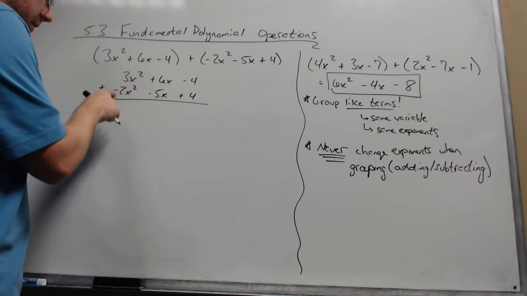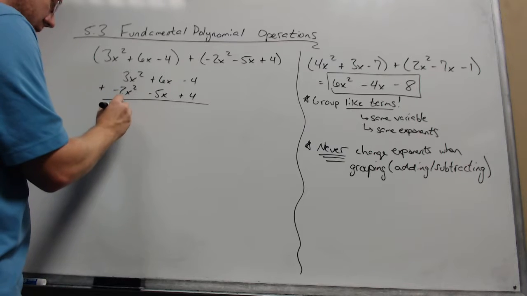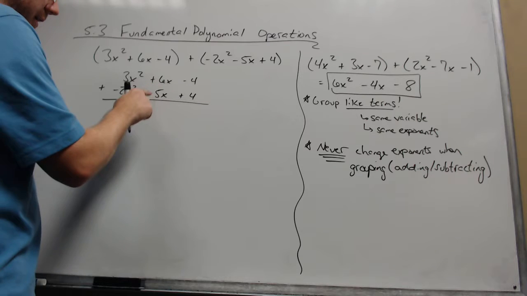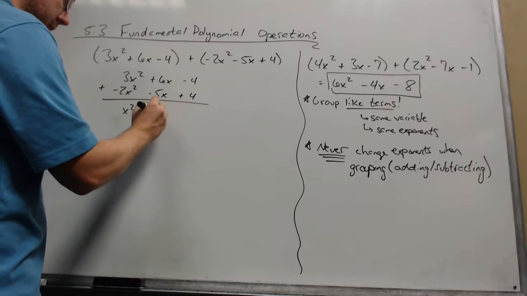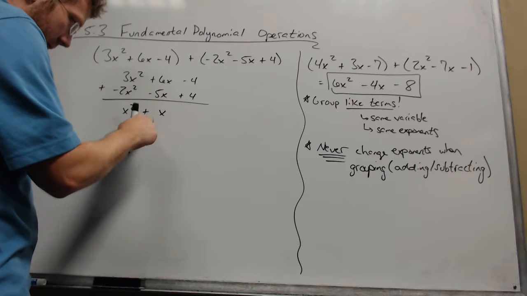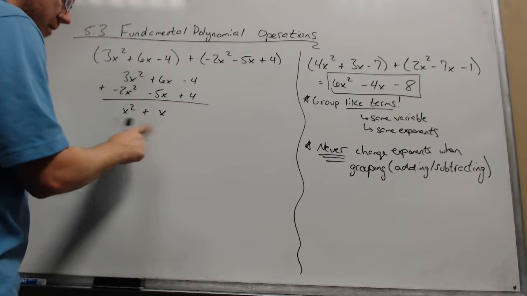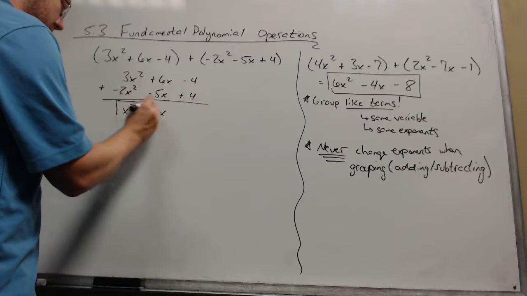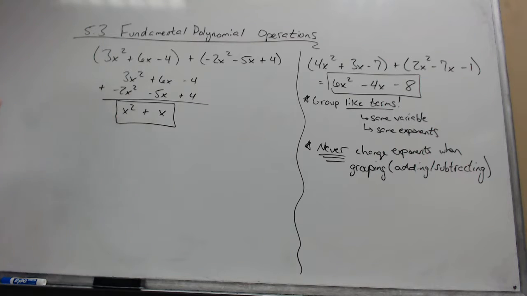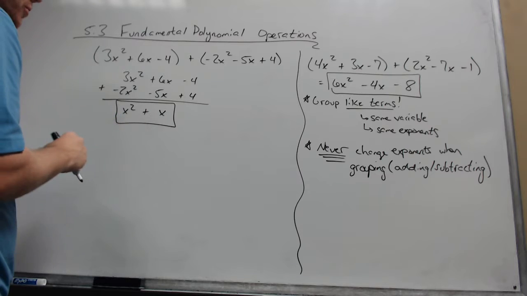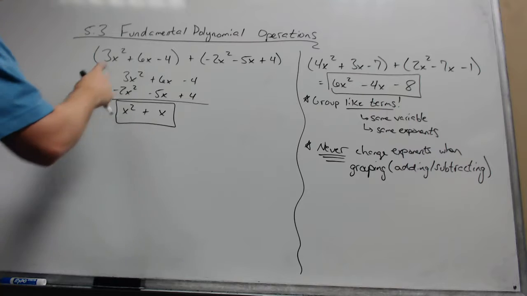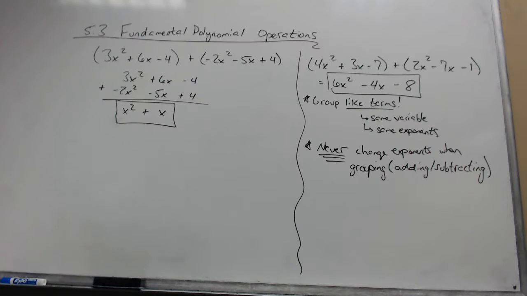3x squared minus 2x squared would be 1x squared. I guess you don't need the 1 there. 6x and negative 5x grouped together would be a positive 1x. Again, you don't need the 1 there. And then negative 4 and positive 4, those cancel out completely. There's nothing. So when we group these two together, you just have 1x squared plus 1x. So if the vertical helps you, that's fine, but lots of people will just look at this and say 3x squared plus negative 2x squared and come up with their answer. You don't need to write it this way, but it's a nice visual.